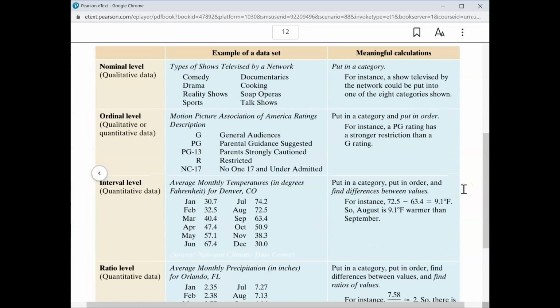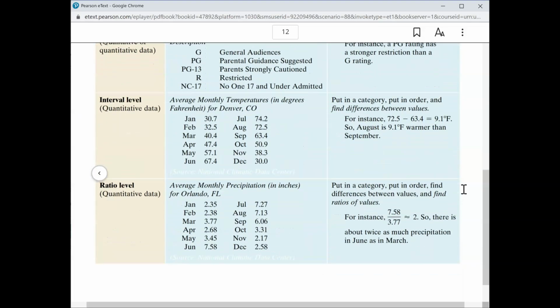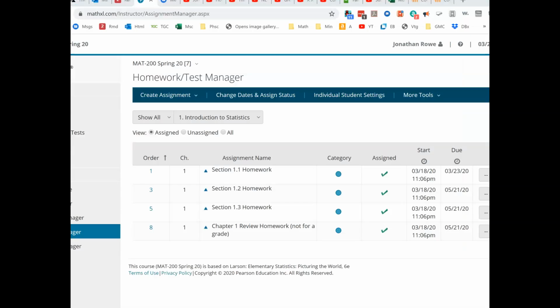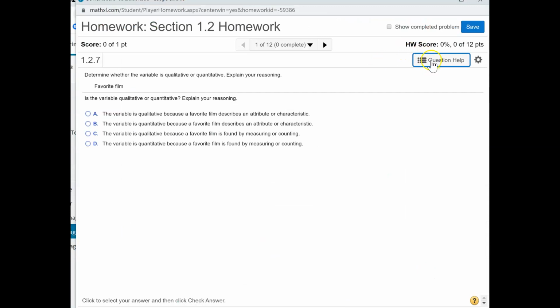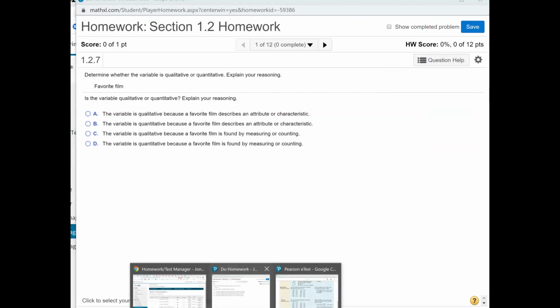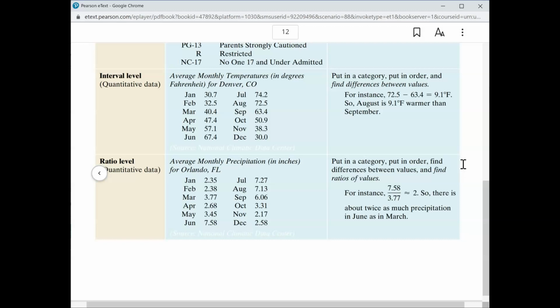All right, here are some more. Here's another helpful chart. You can look at that more whenever you look at your textbook, by the way, when you are in MyMathLab. I'll show you. When you're in the homework, you can go to Question Help and click Textbook, and that will bring up the section of your textbook that you are currently working on. In fact, that's what I did to get through this section here.